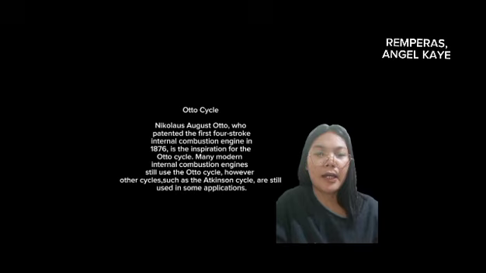Next, we have the Otto cycle. Nicholas Auguste Otto, who patented the first four-stroke internal combustion engine in 1876, is the inspiration for the Otto cycle. Many modern internal combustion engines still use the Otto cycle. However, other cycles, such as the Atkinson cycle, are still used in some applications.